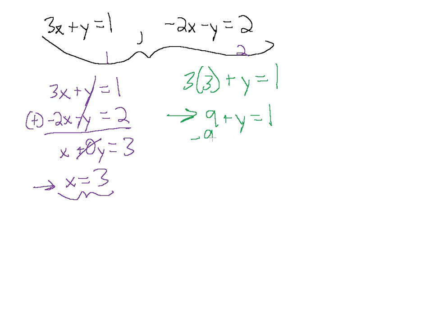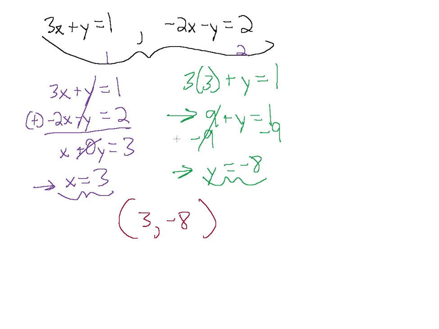We can subtract 9 from both sides. These two terms will cancel, which just gives us y equals 1 minus 9, which is minus 8. And we have both of our values. So let's go ahead and state our answer to the solution. The solution for the system of equations is 3 and minus 8. And we can check this. It's actually a good practice to do. If you plug these values in for both equations, they'll both work out.